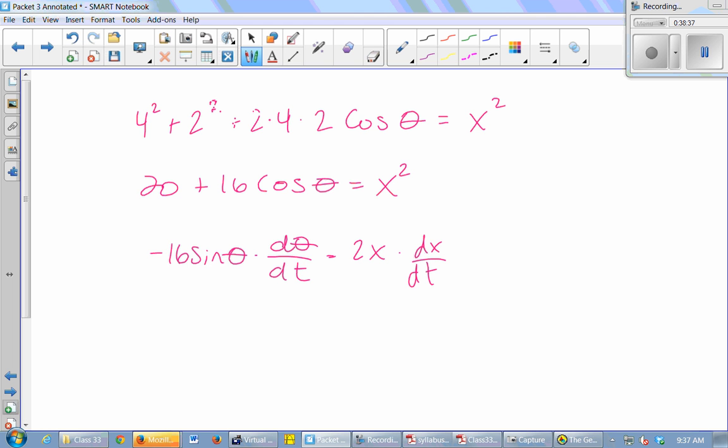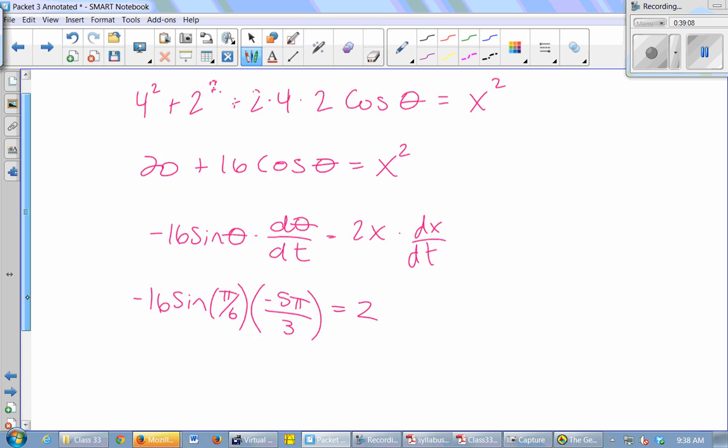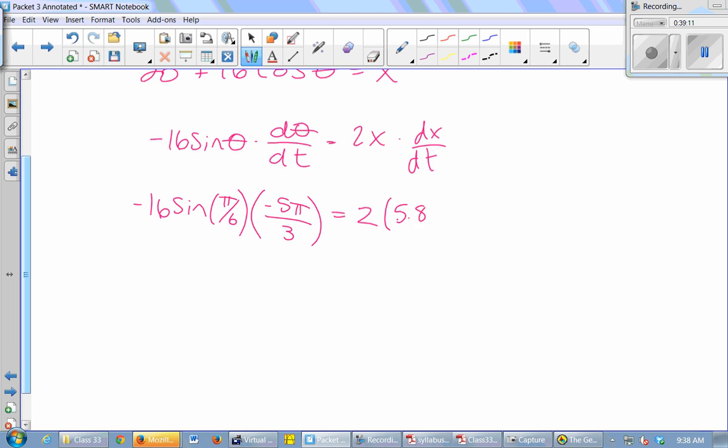D theta dt I know is negative 5 pi over 3. Theta I know at my snapshot is pi over 6. X at my snapshot I know, I figured it out a little while ago. X at my snapshot was 5.82. And then just solve for dx dt. I'll leave it to you.